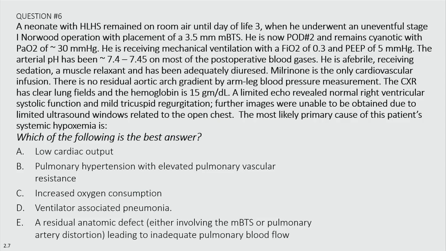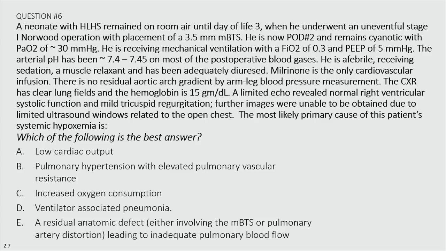Question number 6. A neonate with hypoplastic left heart syndrome remained on room air until day of life 3, when he underwent an uneventful stage 1 Norwood operation with placement of a 3.5 modified Blalock-Taussig shunt. He's now postoperative day number 2 and remains cyanotic with a PaO2 of 30 millimeters of mercury. He's receiving mechanical ventilation with an FiO2 of 0.3 and PEEP of 5. The arterial pH has been anywhere from 7.4 to 7.45 on most of the postoperative blood gases. He's afebrile, receiving sedation and a relaxant, and has been adequately diuresed. Milrinone is the only cardiovascular infusion.